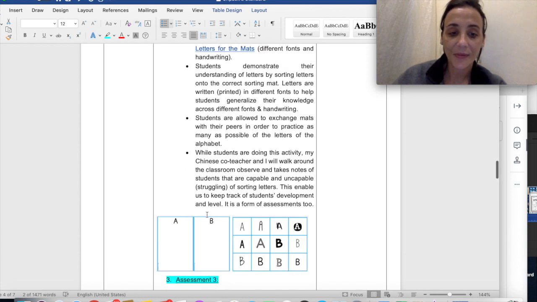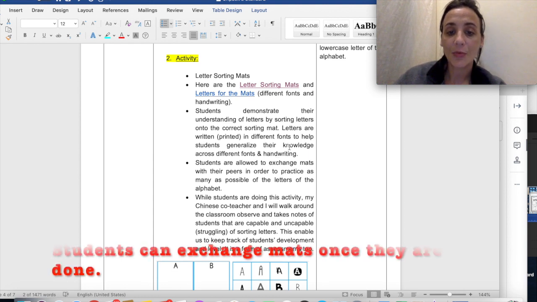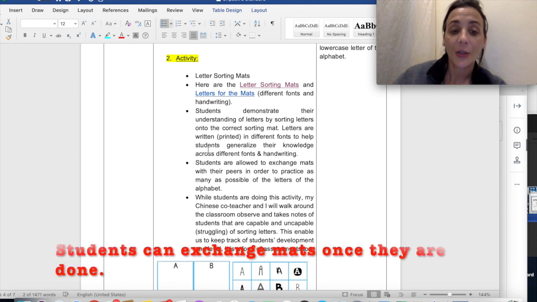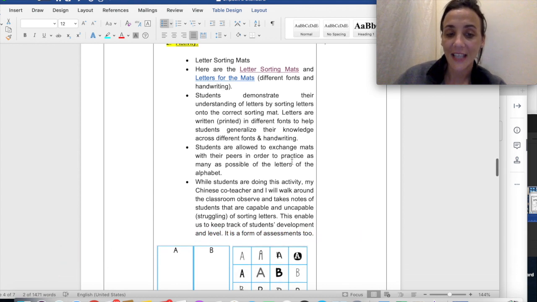So for example, if this student has A and B, he would have a mixture of letters A and B, which is written in different fonts to help them to generalize their knowledge across different fonts and handwriting.